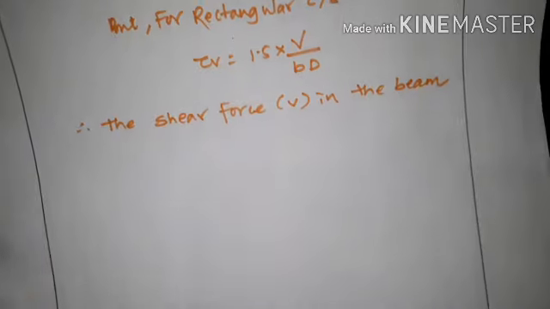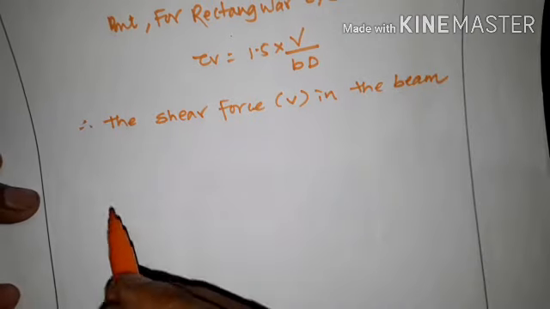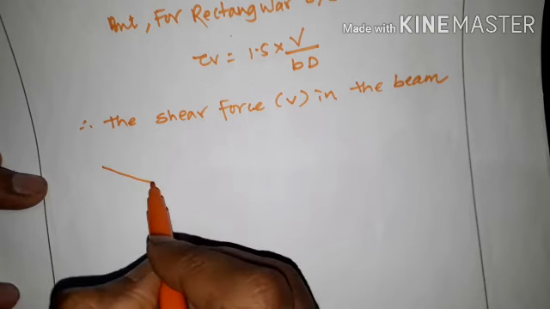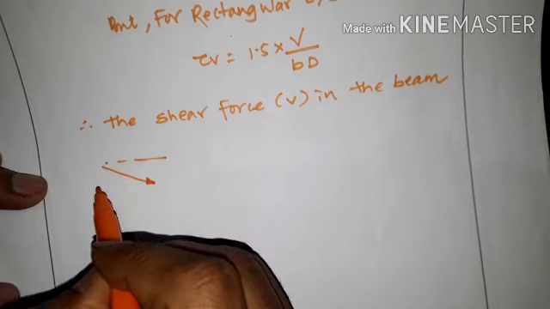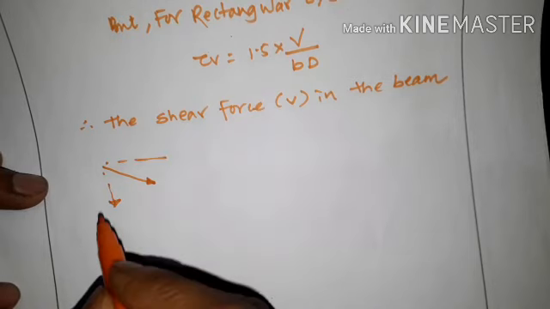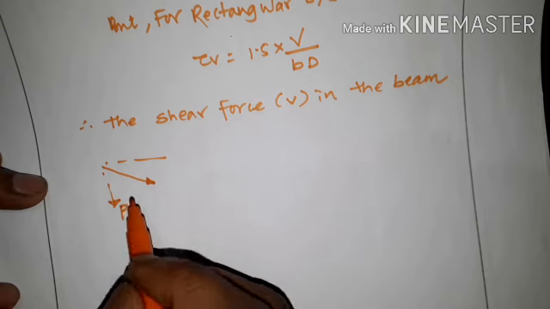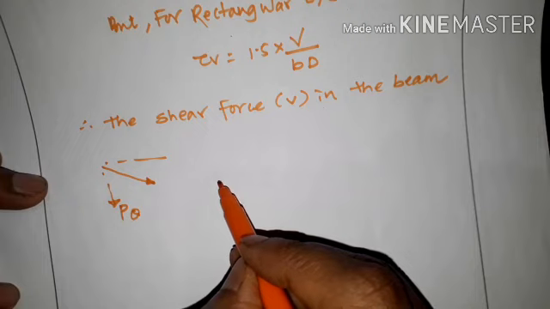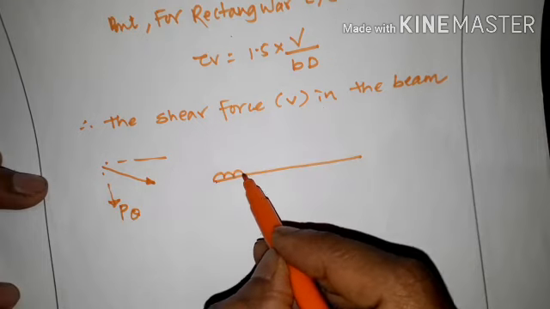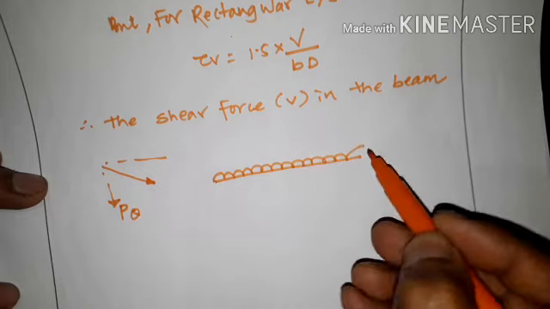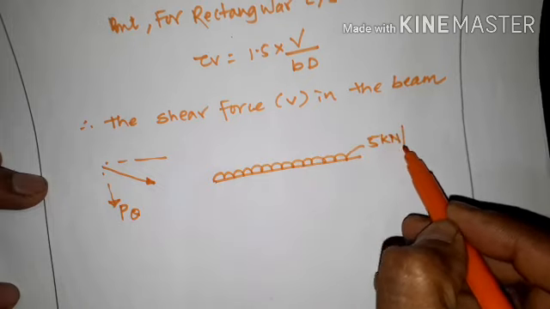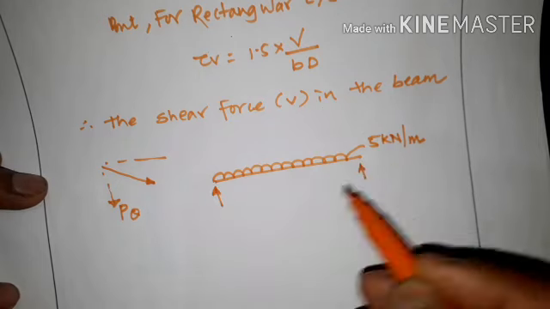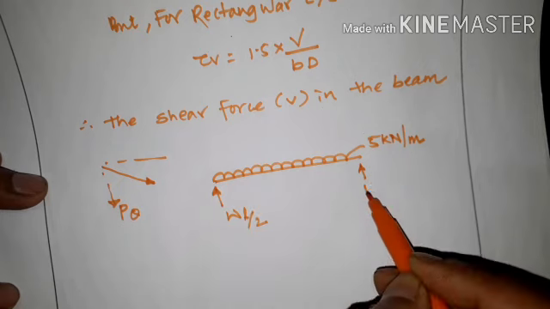As you know, our cable profile is parabolic, as I told you. So we have to find out the horizontal component and the vertical component. Vertical component is P theta. Also, the beam is carrying a load of 5 kilonewton per meter. This will generate vertical forces of WL by 2 and WL by 2.